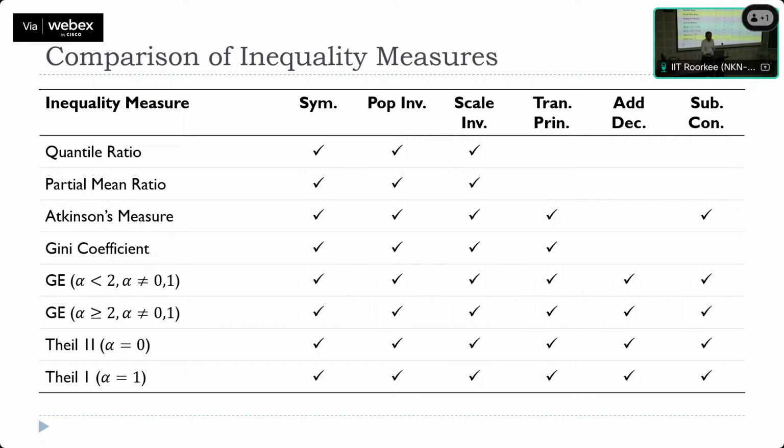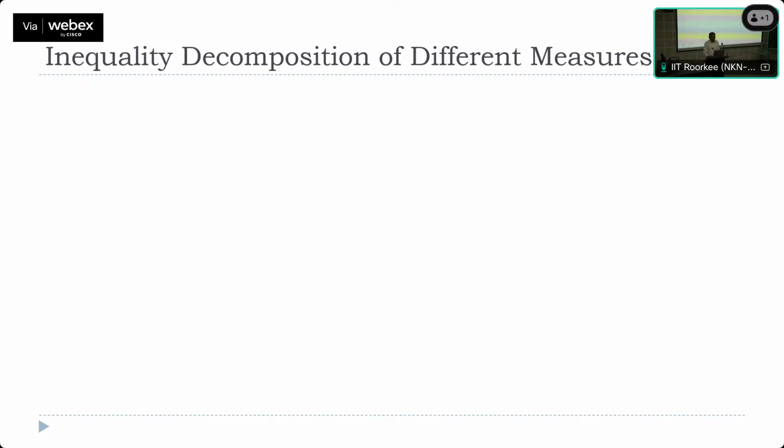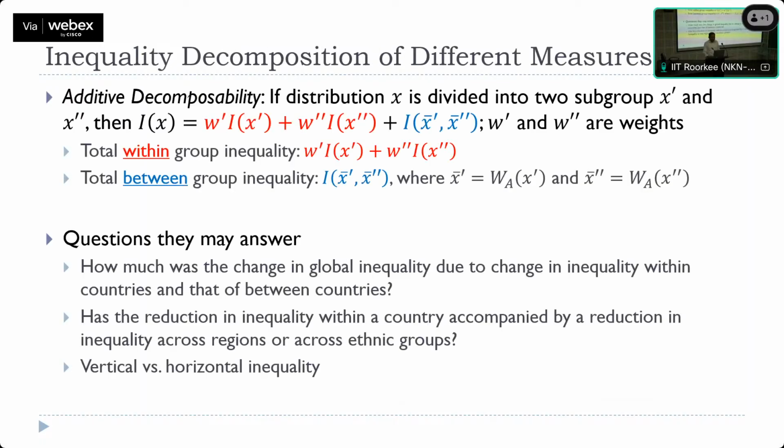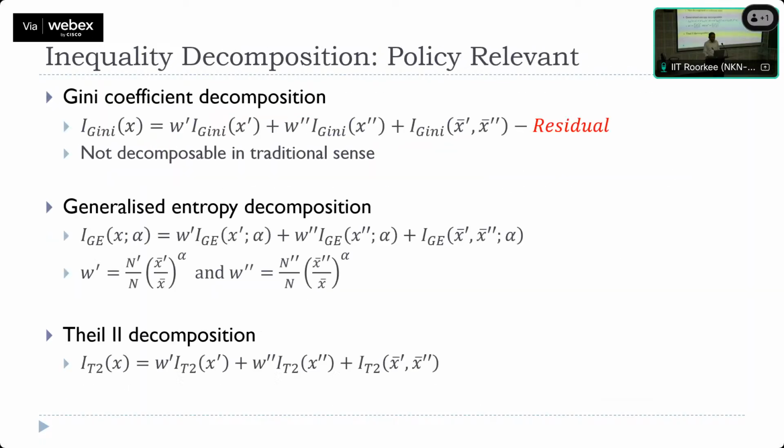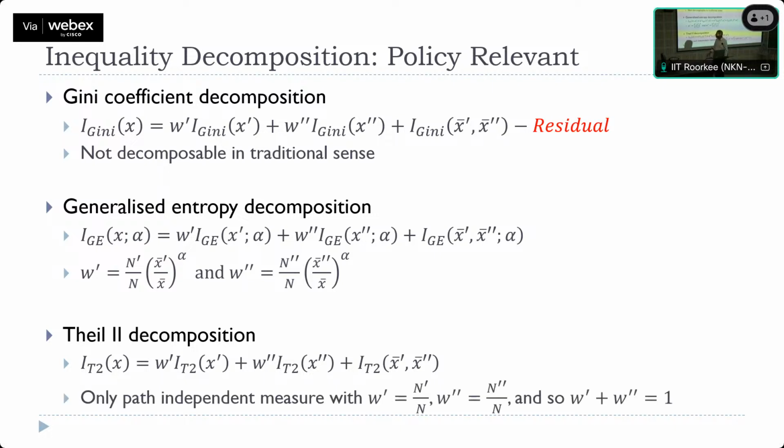Now, what is the addition of Theil 2 when you are doing this decomposition? Your decomposition says it is a weighted sum of within-group inequalities, right? For generalized entropy in general, for alpha not equal to 0 or 1, these are your weights. This is the population share times the ratio of mean to the power alpha, right?